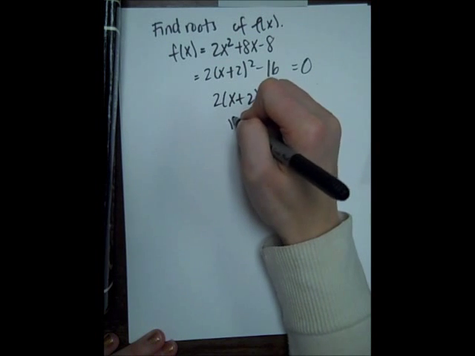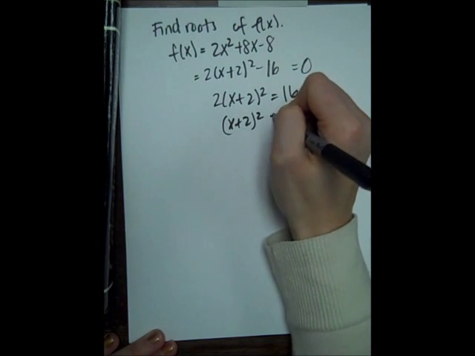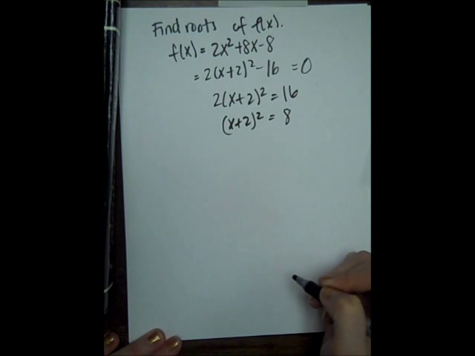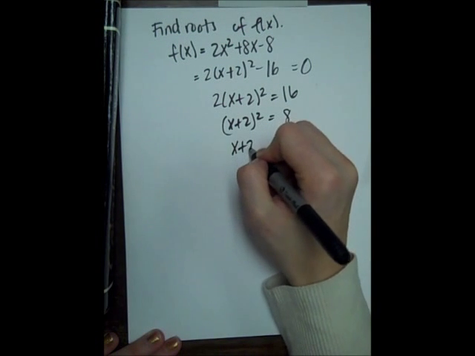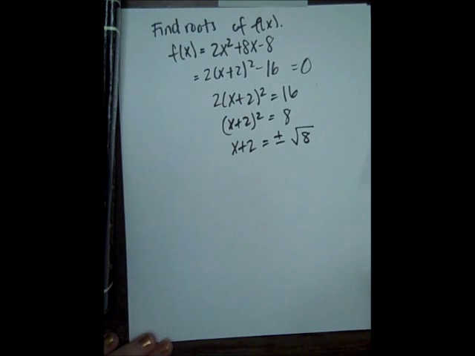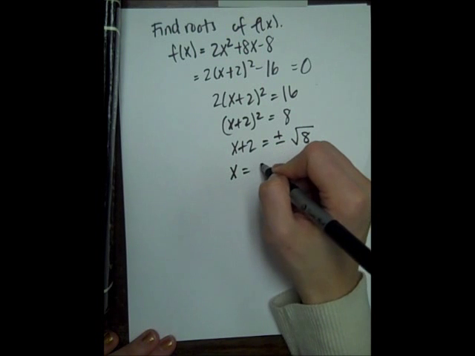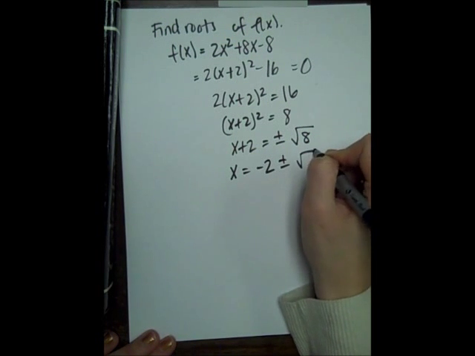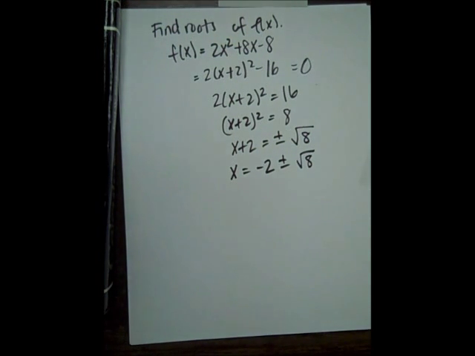Now I can divide by 2. Now I can take the square root. Keep in mind when you take the square root, there's a plus and a minus. So I could do the negative square root of 8 or the positive square root of 8. Then solve for x. So x is negative 2 plus or minus the square root of 8.